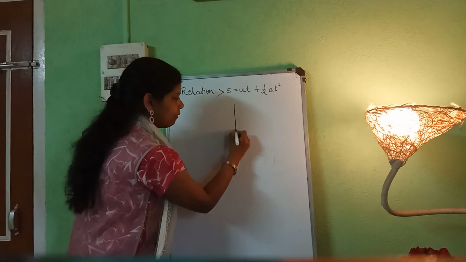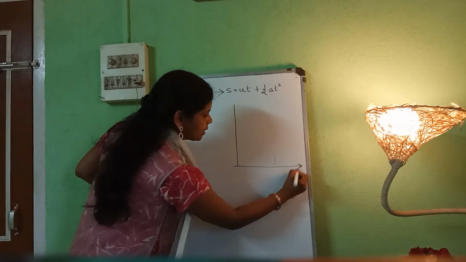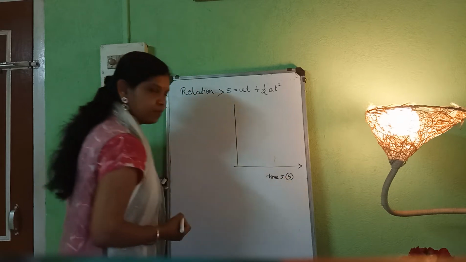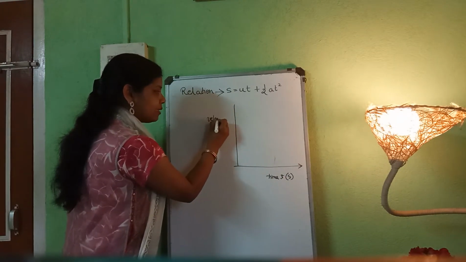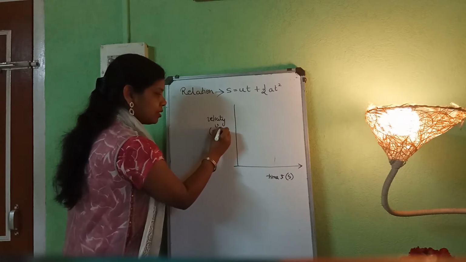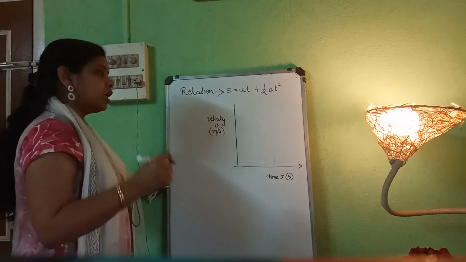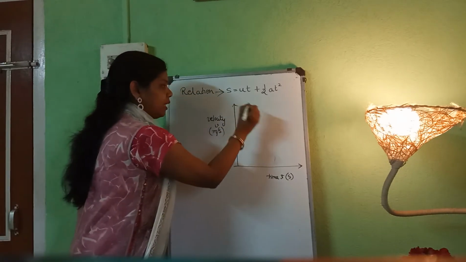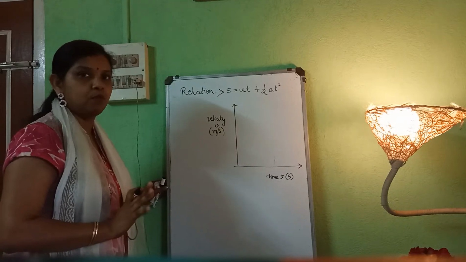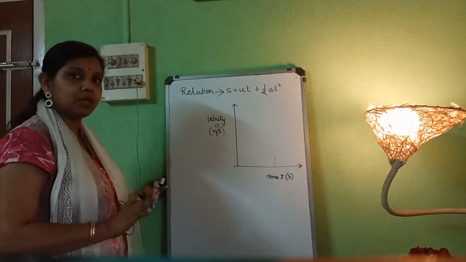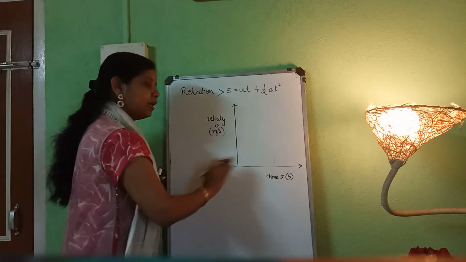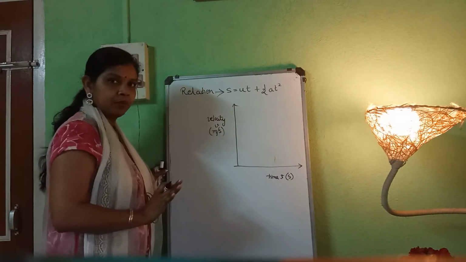So we will draw a graph like this. This is the time axis. I am writing T, and it is in seconds, suppose. And this one is the velocity axis, represented by V. The unit is meter per second. Now for the derivation, we will consider a uniformly accelerated motion. Uniformly accelerated motion means it will be a straight line, but it will not be parallel to the time axis; it will make an angle.